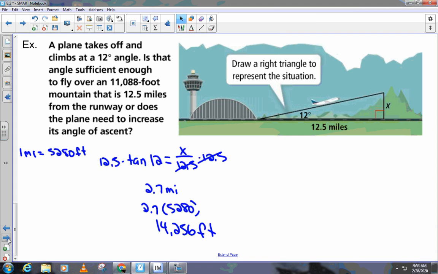All right. Any questions? What are you going to write at the top of your paper when you get your test? SOHCAHTOA, and you're also going to draw those little triangles, right? And put those rules down there. Okay.